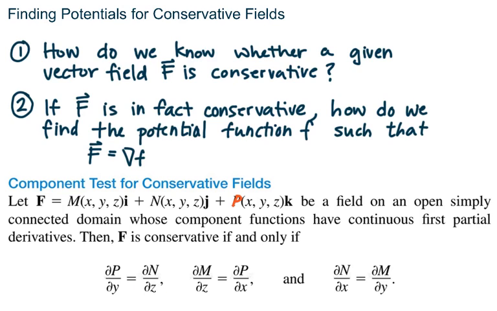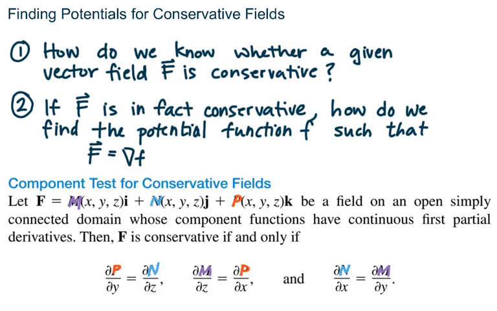So for example, we have P, partial of P with respect to y and x showing up in there. We have N, partial of N with respect to both z and x. And then M, partial of M with respect to z and partial of M with respect to y.